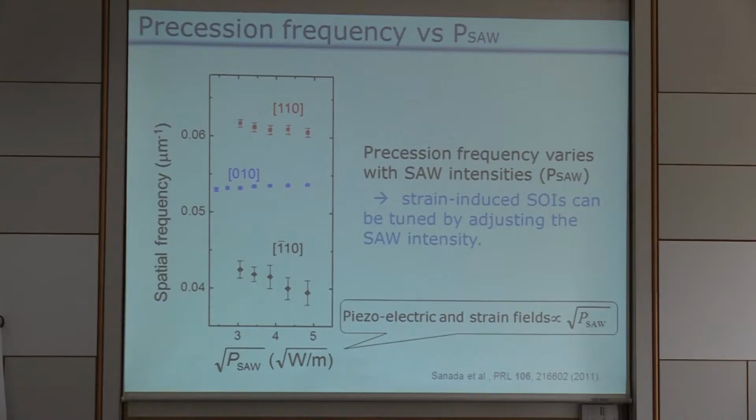This graph shows the precession frequency varies with the acoustic intensity, which means there is some mechanism to modulate the spin-orbit interaction by using surface acoustic waves. By analyzing these data with the theory, we conclude that the strain-induced spin-orbit interaction induced by the surface acoustic wave can be tuned by adjusting the acoustic intensity.